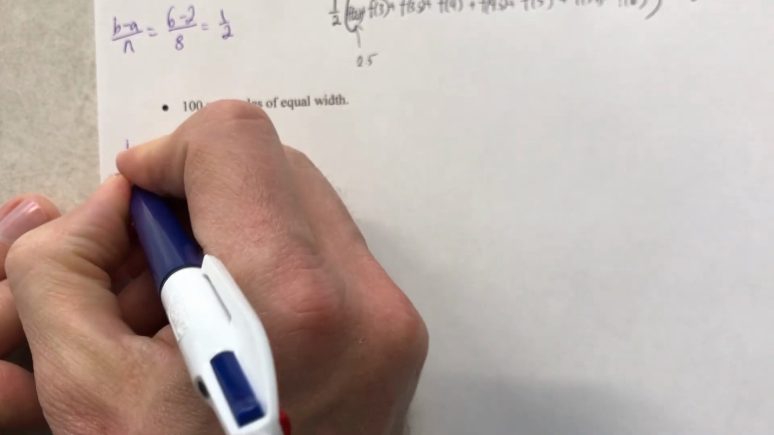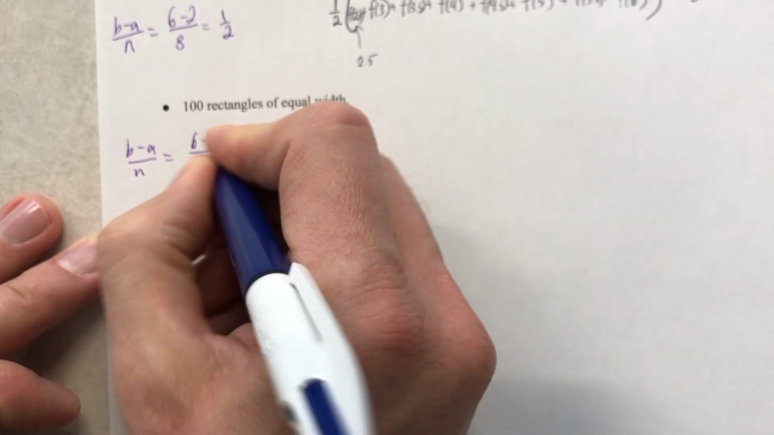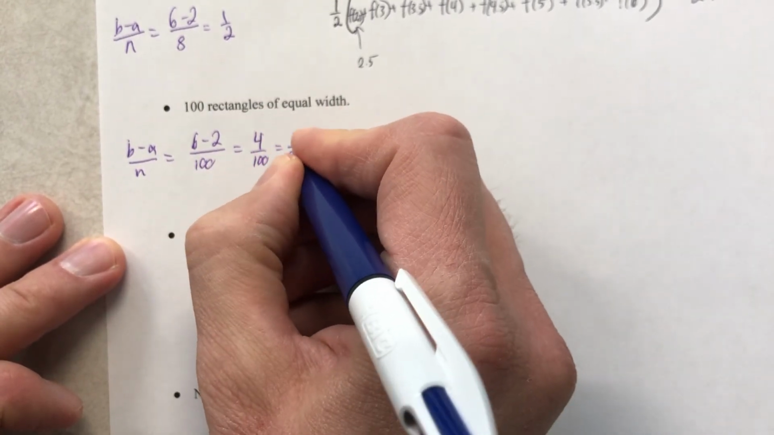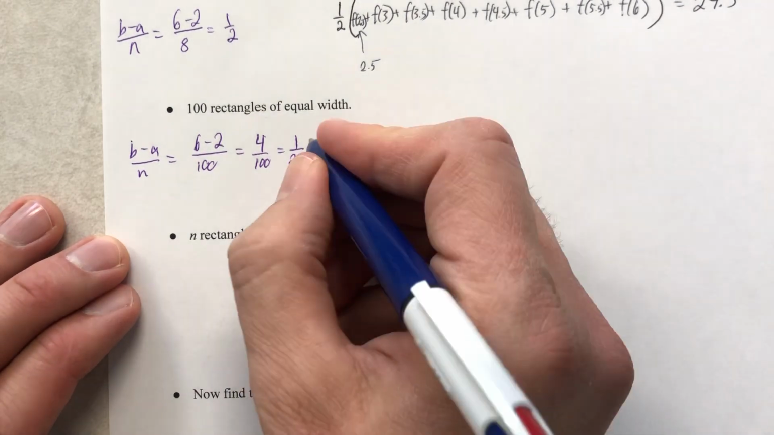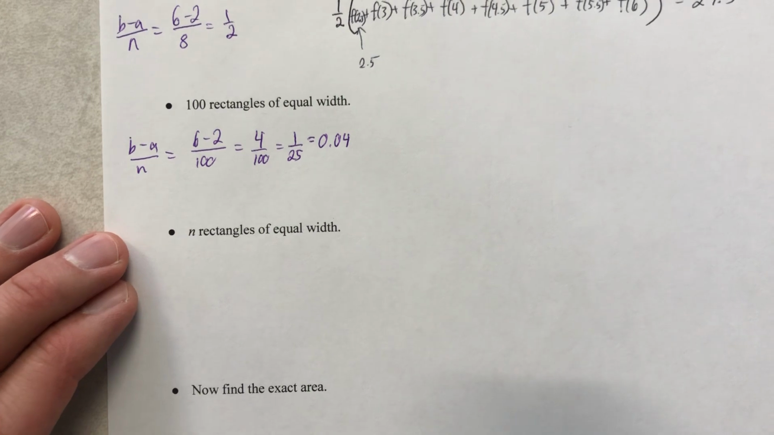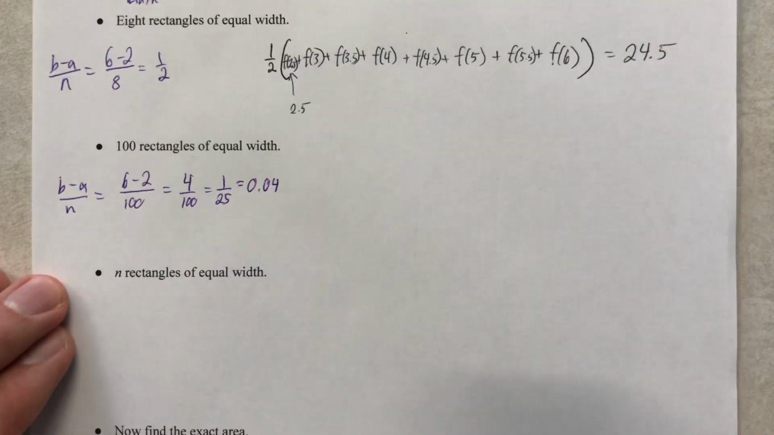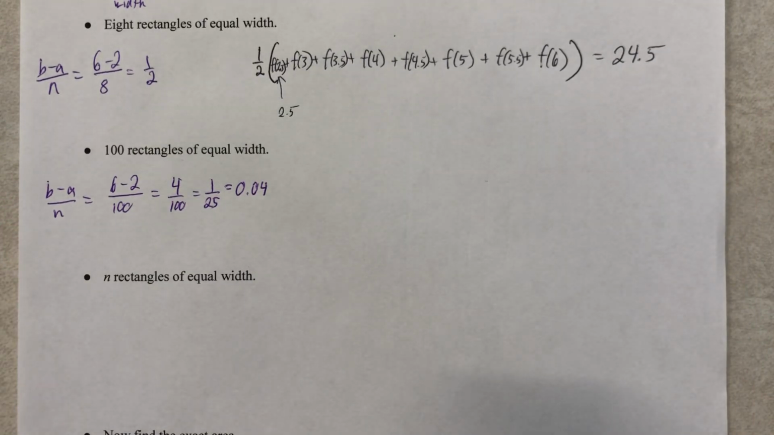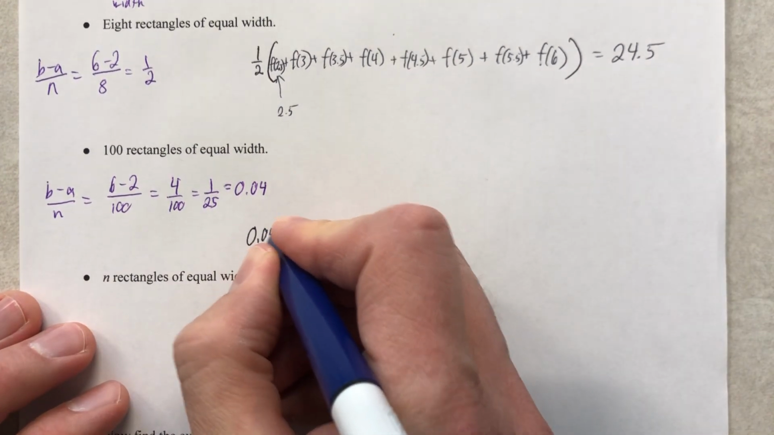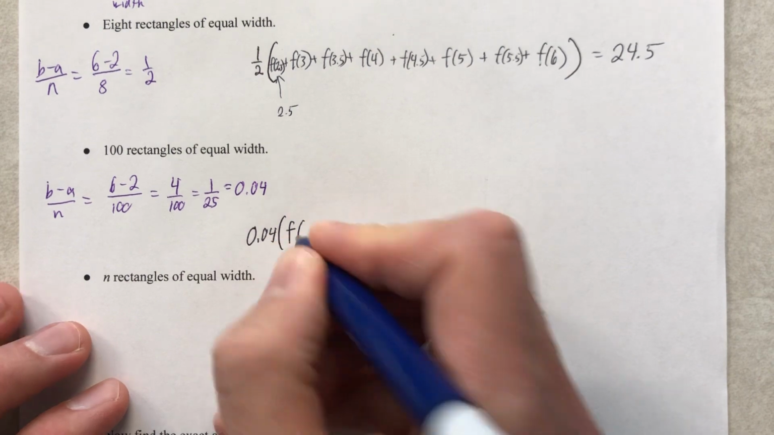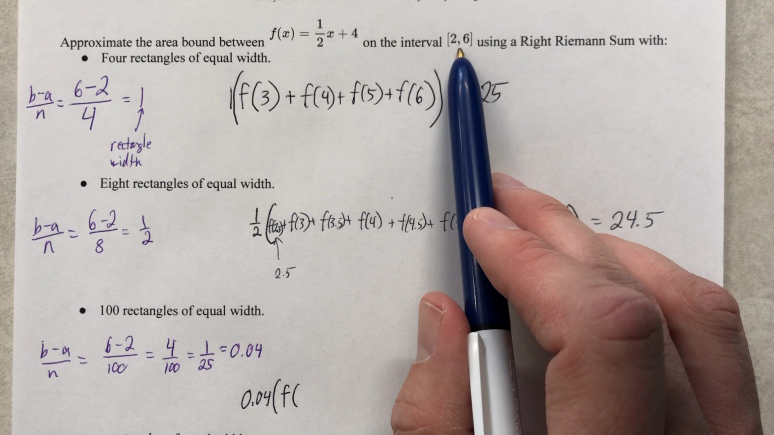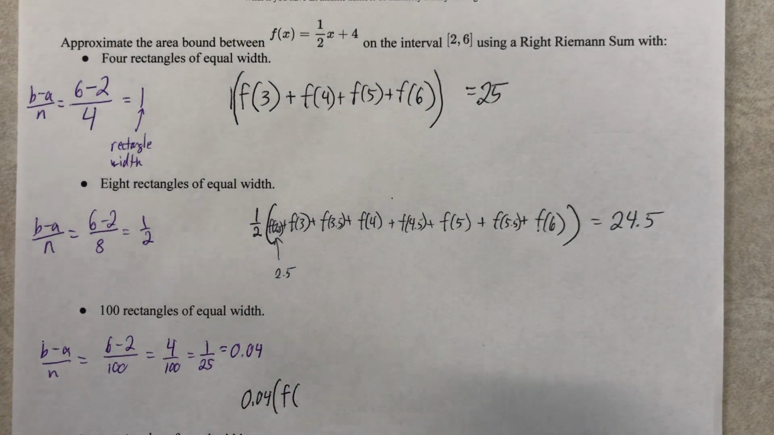B minus A over N, that would be 6 minus 2 over 100. That is 4 over 100, and that is 1/25. Whoa, okay, just for decimal sake, let's go 0.04. All right, not going to list them all, but we've noticed enough patterns to where we can start writing some things down. So 0.04 or 1/25, f of, okay, not 2. Not 2 at all. How far away from 2 is it? Well, I'm glad you asked.